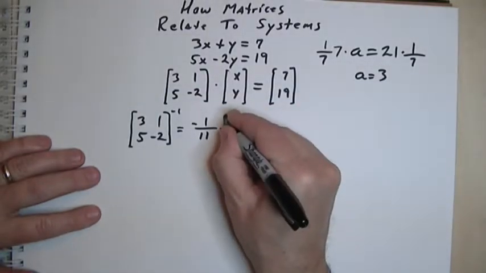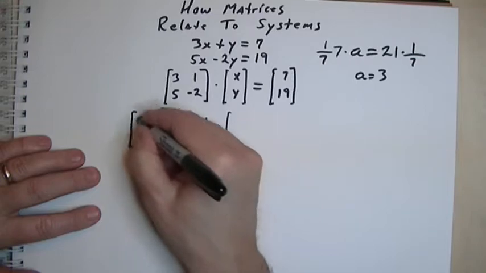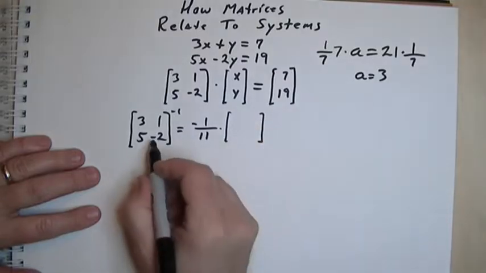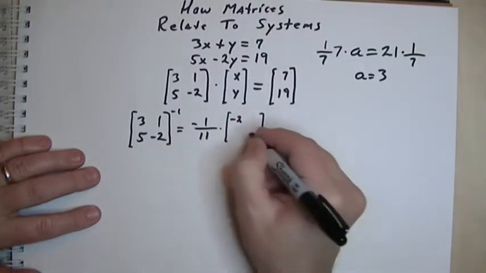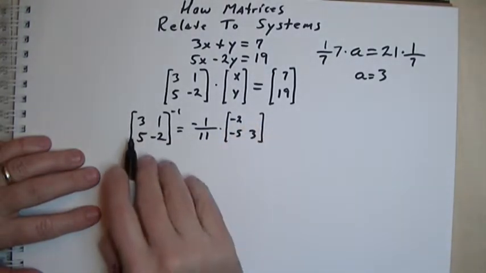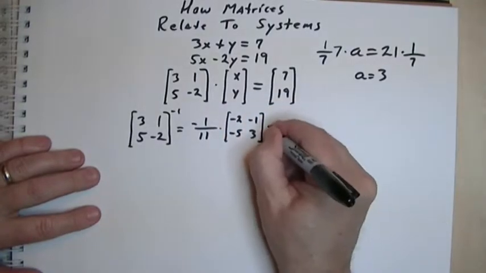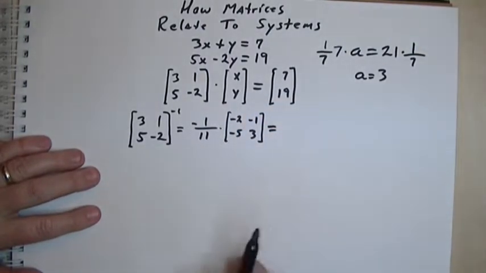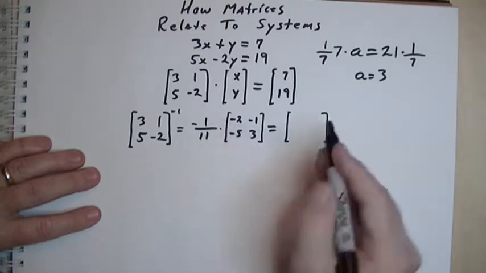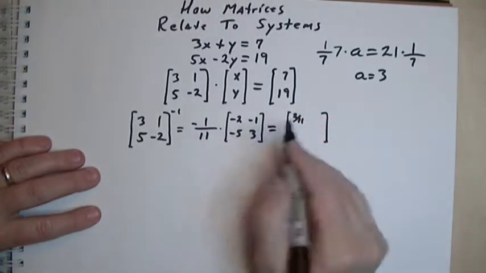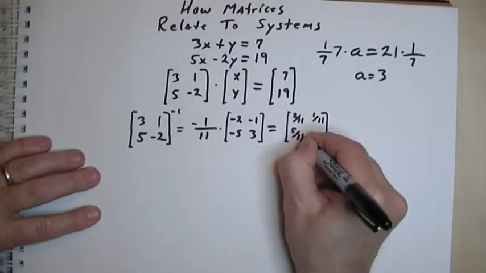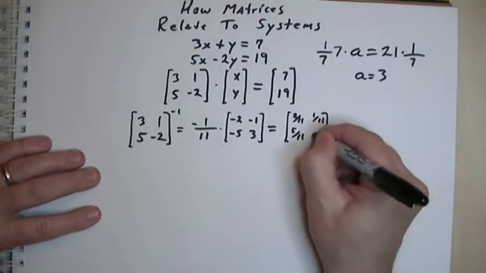I'm going to multiply that times the matrix I get when I swap the main diagonal and make the other diagonal negative. So that's easy enough to do. The negative 2 comes up here. The 3 goes down here. 5 is positive, so it becomes negative. 1 is positive, so it becomes negative. And now I just simply multiply each one of these things by negative 1 over 11. And we end up with a positive 2/11, positive 1/11, positive 5/11, and finally negative 3/11.